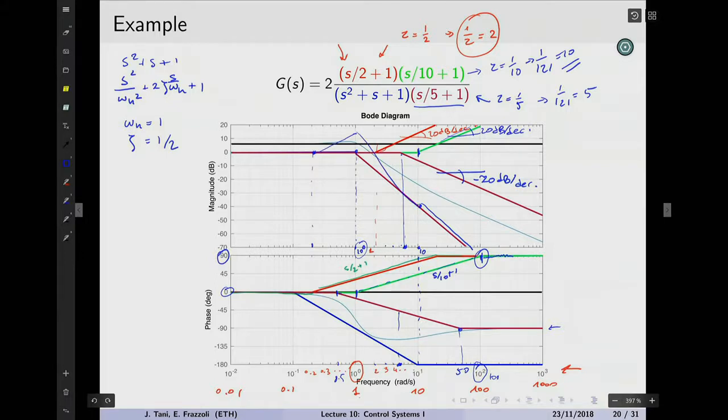While the phase is going to be something that for 1 decade before, it goes to 0. 1 decade above, it goes to minus 180 because it's a term at the denominator and zeta is bigger than 0. And in the middle, you just connect with a line.